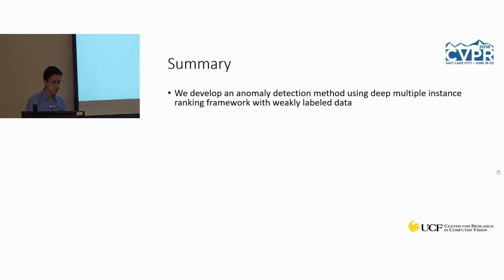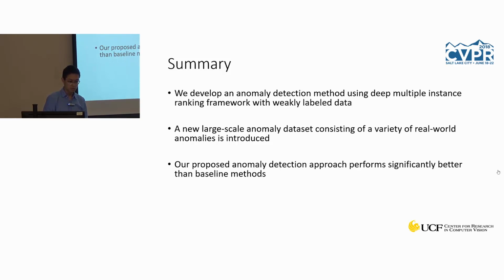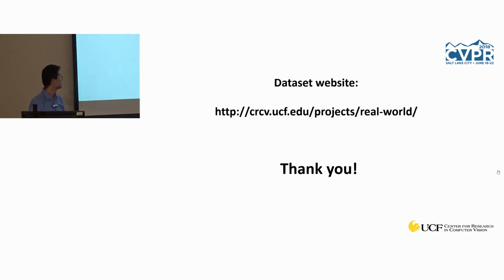So in summary, we have developed an anomaly detection algorithm using the multiple instance learning framework with weakly labeled data. And we collected a new large-scale anomaly dataset, which consists of a variety of anomalies from the real world. Our proposed anomaly detection method can outperform the existing methods significantly. And our dataset can also serve as a benchmark for action recognition and open more opportunities for future work.